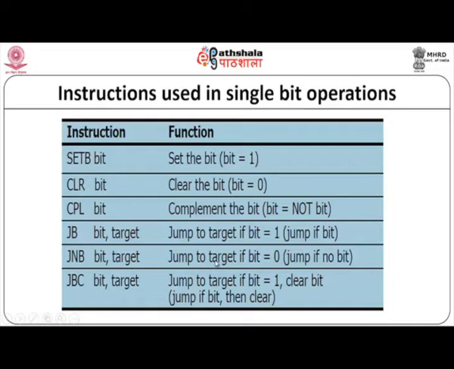JNB says jump to target if bit is equal to 0. JNB is jump if no bit. If the bit at the address I have given is equal to 0, then go to this particular target. JBC is jump to the target if bit is equal to 1, and after that you clear it. The C says clear the bit after the jump. If the bit is set, you jump and clear that particular bit. This is what happens with single bit operations.